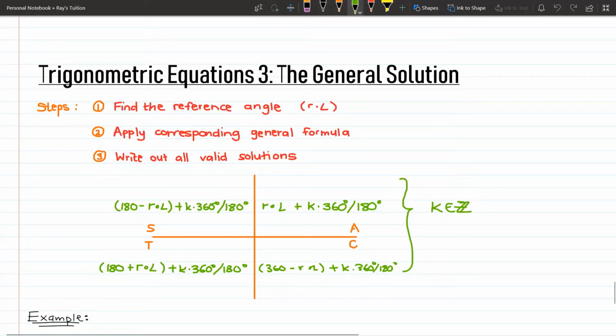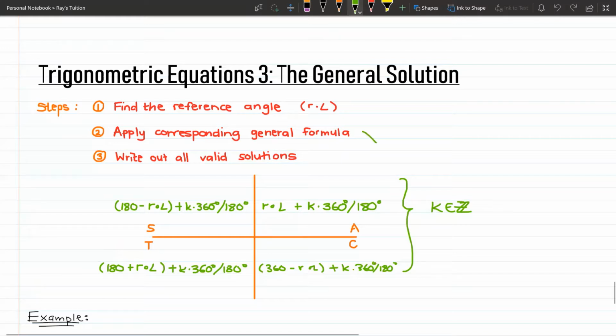So the first step over here is to find the reference angle. The reference angle is the single angle, and please watch the previous video on how to obtain that angle using the inverse trig function. Once we have that angle, we're then going to apply the corresponding general formula.